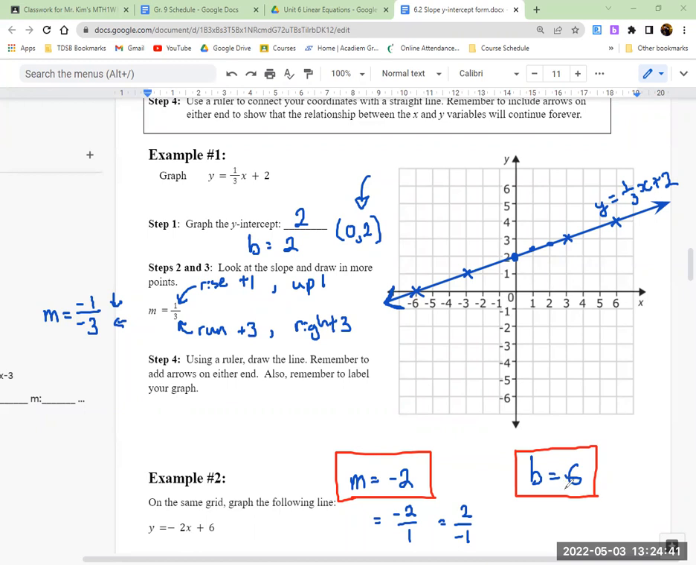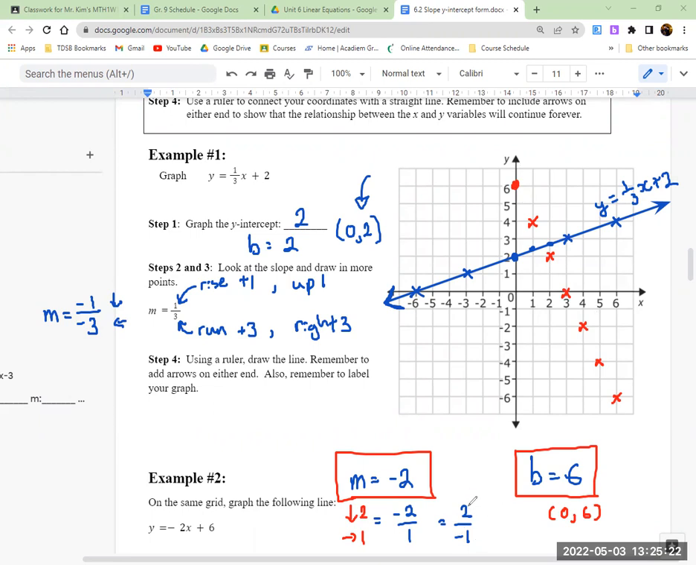I start at 6. In other words, my point is (0, 6), because my x-value is always going to be 0. My rise is a -2, and my run is a +1. In other words, I go down by 2, and I go to the right by 1. 1, 2, right. 1, 2, right. There we go. If I wanted to draw the other side, let's look at this fraction.